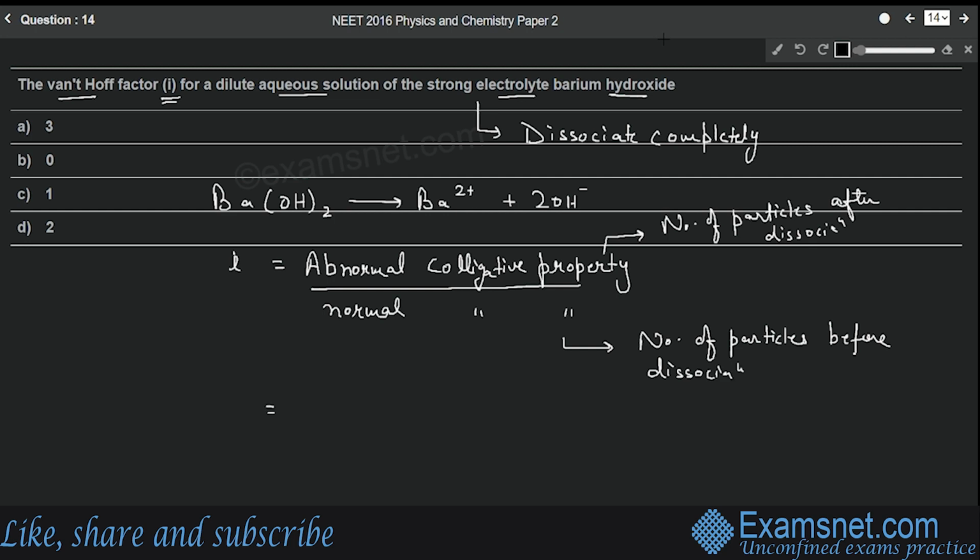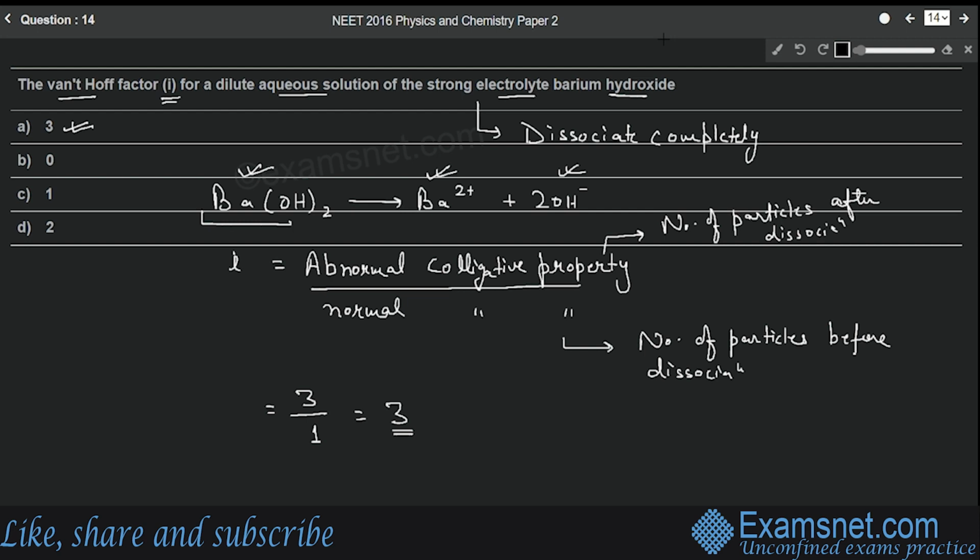So how many particles are produced after dissociation? That means how many ions are produced? 3 ions total. 1 barium ion and 2 OH minus ions. So 3 upon the number of particles before dissociation, only 1. Only 1 mole of barium hydroxide was there. So it is equal to 3. That means Van 't Hoff factor will be equal to 3. So option A will be the correct answer.